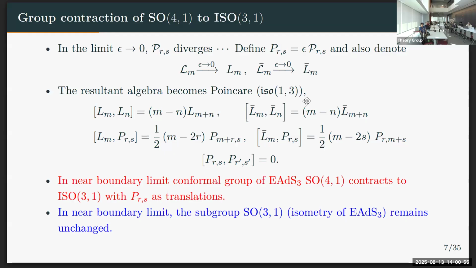Also, SO(3,1) is an isometry of Euclidean AdS. So to begin with, we had SO(4,1), which is the conformal group of Euclidean AdS3, but SO(3,1) is an isometry of Euclidean AdS3, which remains unchanged when you take the near boundary limit. So that's the key point of this calculation.